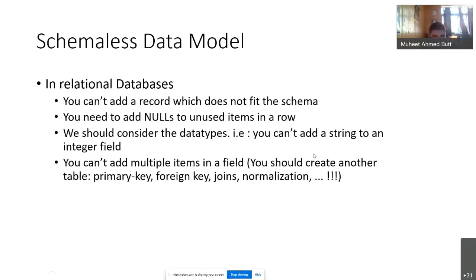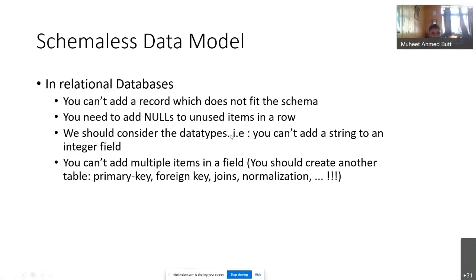Now, as I was discussing, in relational databases you cannot add a record which does not fit into the schema. You need to add nulls for unused items in the row, as I already told you. Now we should consider data types. In an SQL database, there's only one data type you can put as field value. You have to put it as strings, and under strings you can store all the data.